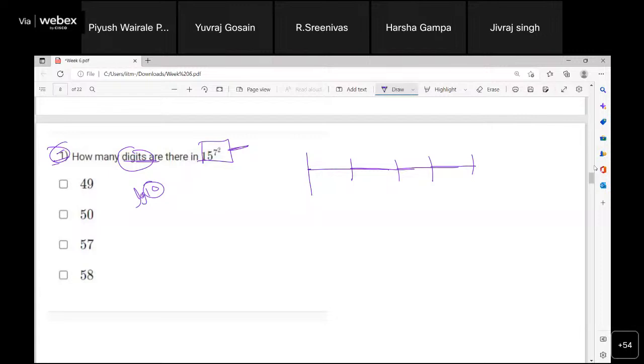So can we take log base 10 of 15 raised to power 7 square? Then suppose we get a value equal to 1, then we have 2 digits; 2, then we have 3 digits. And similarly, if we have value m, then we have m plus 1 digits.